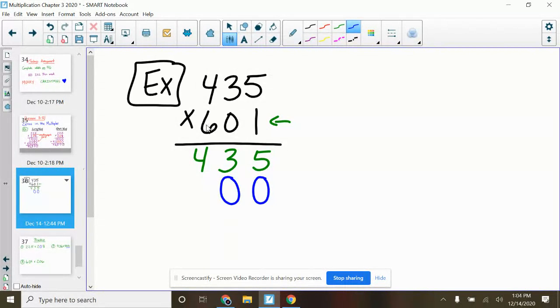And now I'm just going to move on over to my hundreds place, and my answers for my hundreds place are going to start forming right here under my 6. So my 6 times my 5 gives me 30. So I'm going to drop my 0 and carry my 3. My 6 times my 3 is 18, plus my extra 3 up top gives me, you should be telling yourself, 21. So I'm going to drop my 1 and carry my 2. And then I have my 6 times my 4, which is 24, plus my extra 2 is 26.